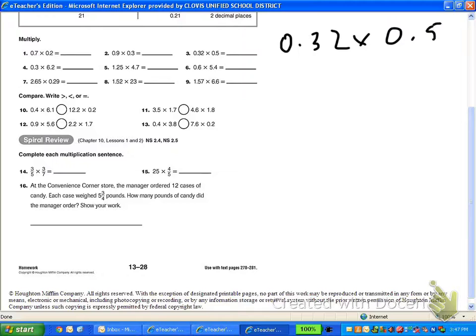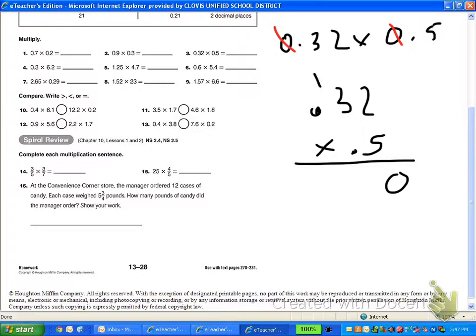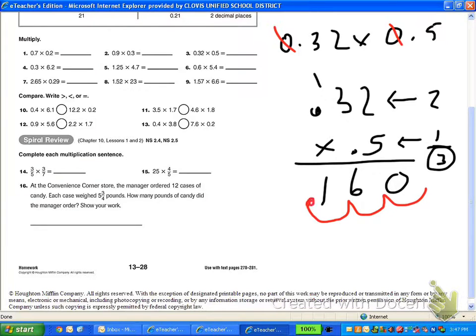times 0.5. Again, I'm going to get rid of these decimals and just go 32 times 5. 5 times 2 is 10. Carry my 1. 5 times 3 is 15. Plus 1 is 16. And let's see, I've got 2 places here. I've got 1 place there for a total of 3 places. So I go 3 places to my left. 1, 2, 3. And my answer would be 0.160. Again, this is number 3.